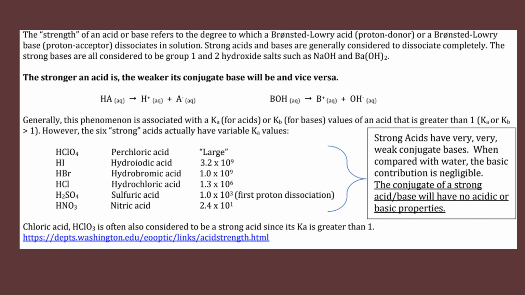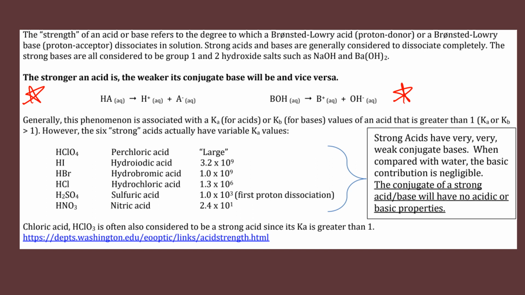The stronger an acid is, the weaker its conjugate base, and vice versa. We talked about that before, so just make sure you remember that. This is associated with a Ka or Kb value of an acid or base that is greater than 1. The bigger the Ka or the Kb is, the more likely it is to dissociate. Therefore, it's a stronger acid because it's more likely to ionize. And therefore, the relationship is that with a stronger acid, you get a weaker conjugate base.